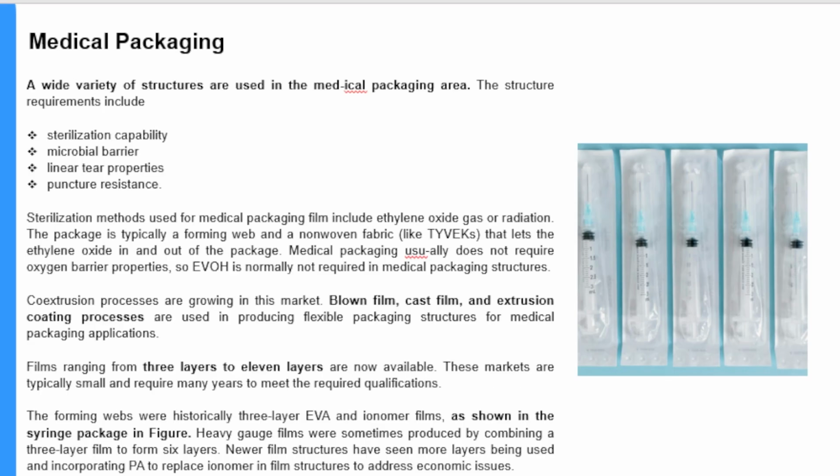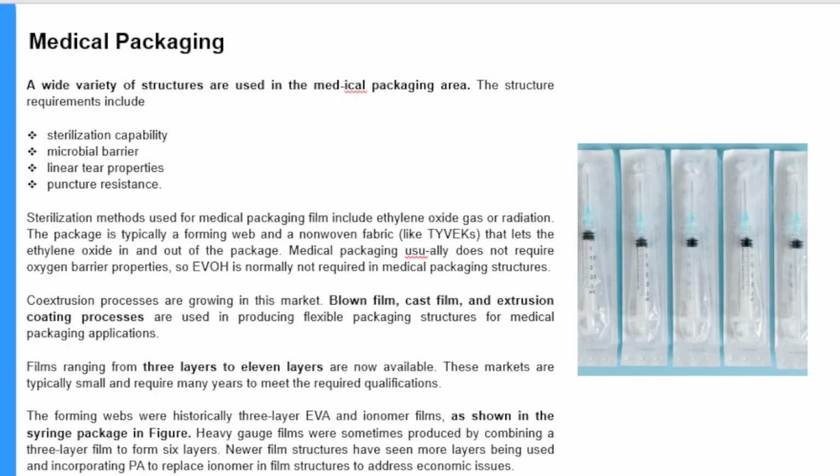Medical packaging. A wide variety of structures are used in the medical packaging area. The structure requirements include sterilization capability, microbial barriers, linear tear properties, and puncture resistance. Sterilization methods used for medical packaging film include ethylene oxide gas or radiation. The package is typically a forming web and a non-woven fabric like Tyvek, which lets the ethylene oxide in and out of the package. Medical packaging usually does not require oxygen barriers, so EVOH is normally not required in medical packaging structures. Co-extrusion processes are growing in this market.